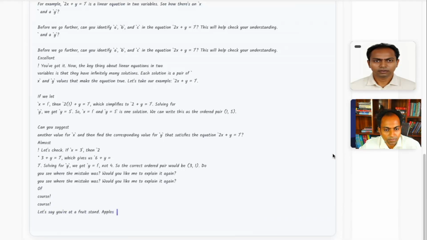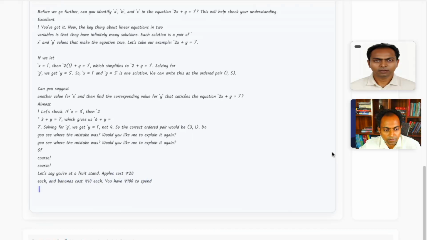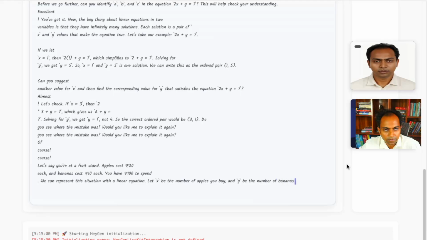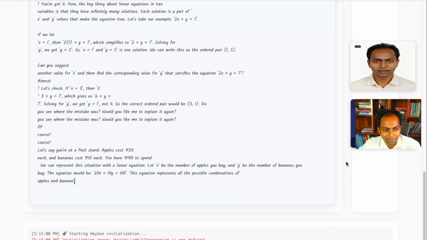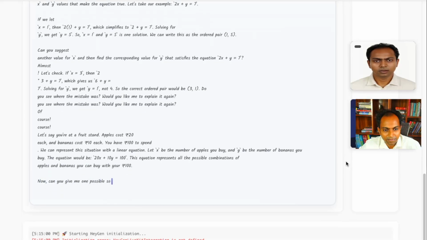Of course. Let's say you're at a fruit stand. Apples cost 20 rupees each, and bananas cost 10 rupees each. You have 100 rupees to spend. We can represent this situation with a linear equation. Let x be the number of apples you buy, and y be the number of bananas you buy. The equation would be 20x plus 10y equals 100. This equation represents all the possible combinations of apples and bananas you can buy with your 100 rupees.